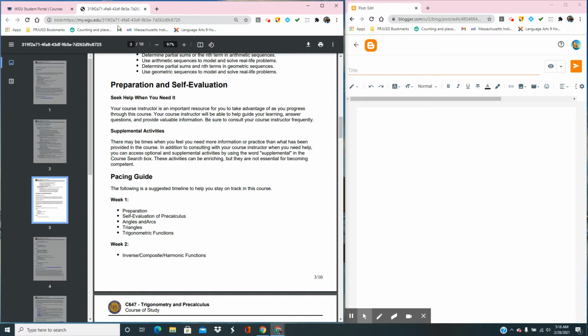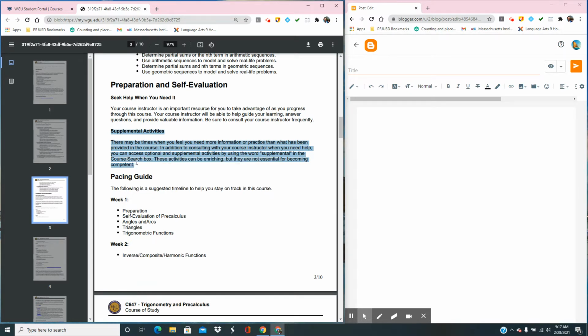Supplemental activities. There may be times when you feel you need more information or practice than what has been provided in the course. In addition to consulting with your course instructor when you need help, you can access optional and supplemental activities by using the word supplemental in the course search box. These activities can be enriching, but they are not essential for becoming competent. You know what? That's just really cool.